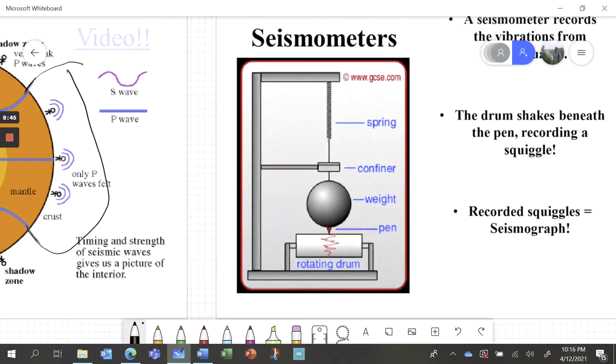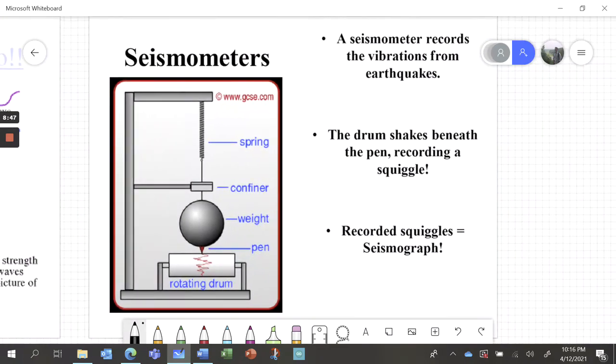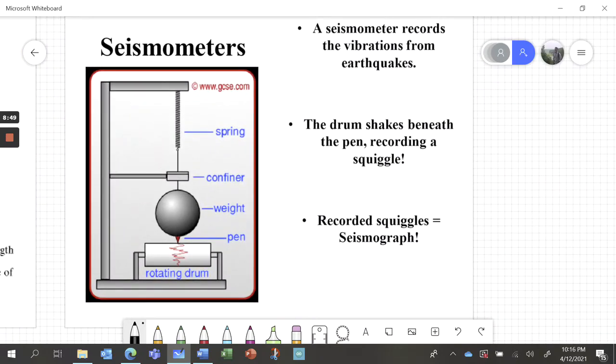How do we get these readings? How do we know these things? We use things called seismometers, which record the vibrations from earthquakes. Essentially, it's just a weight on a spring that jiggles, and the squiggles are what we call a seismograph.